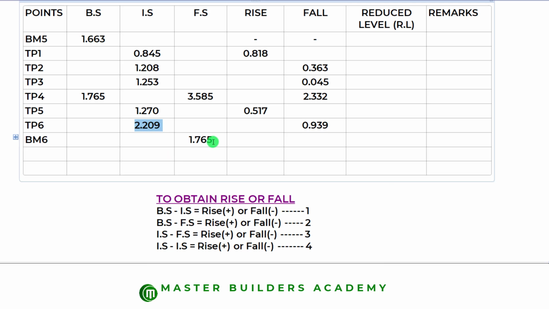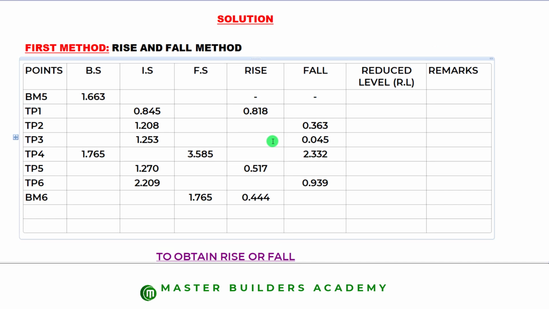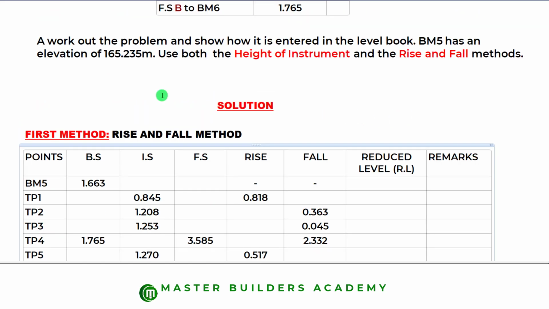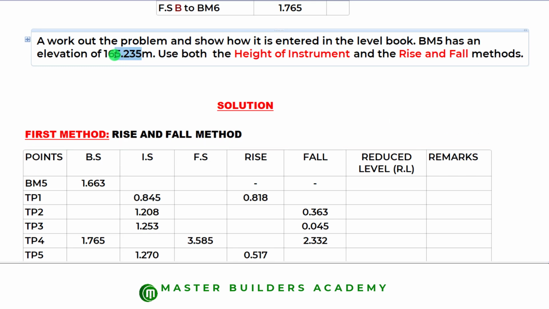So if we do remove that from there, we are going to have a positive value of 0.44. So we have successfully obtained the rise and fall for this particular method, but we have not obtained the reduced level. But meanwhile, the reduced level for one of the points must be given, and as you can see from the very question we're given, the reduced level for the BM5 was given.